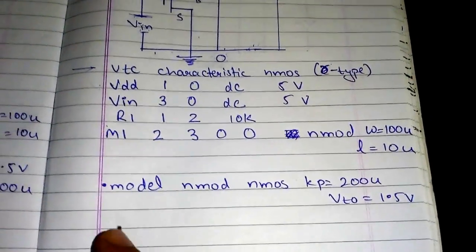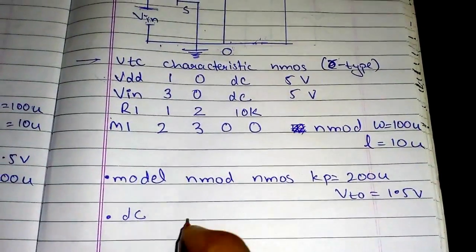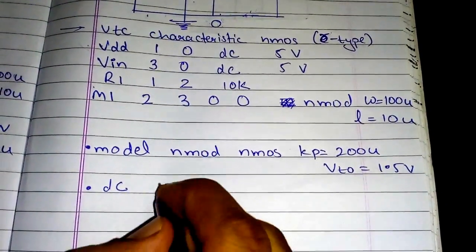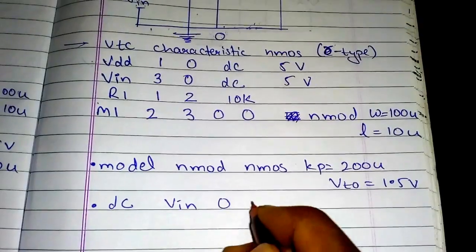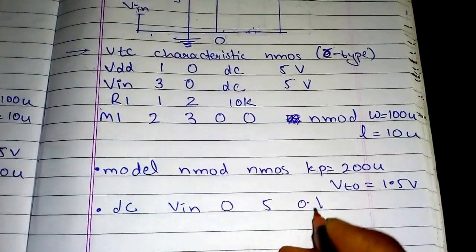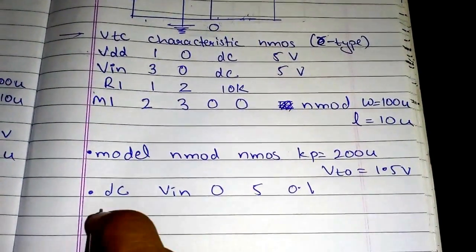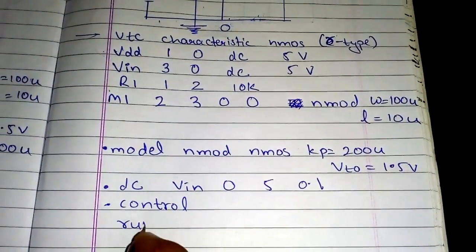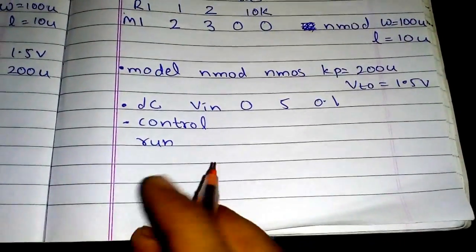The next line comes as .dc. I need to increase the Vin voltage step by step. So I will write Vin 0 5 in steps of 0.1. Then .control, then I need to run this program.